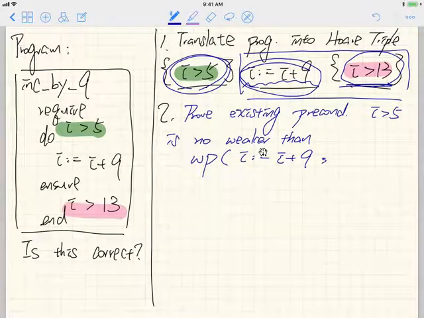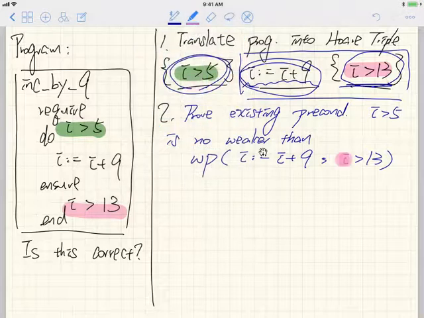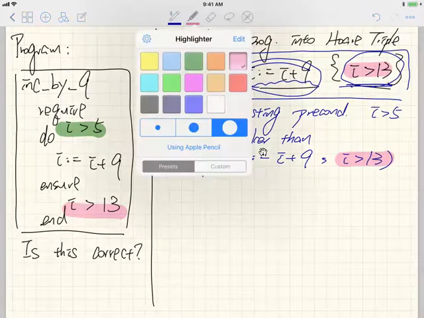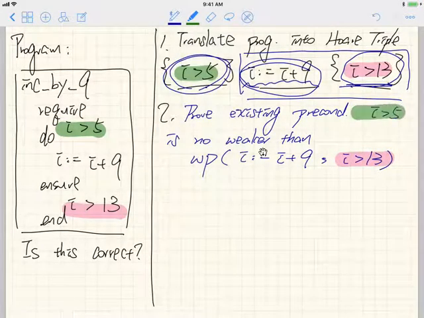And then for me to establish I larger than 13, again, I'm going to use color to really show you so we don't lose the picture. Larger than 13 over here. And also we have the existing precondition. That's the second step. You want to know what you want to prove.